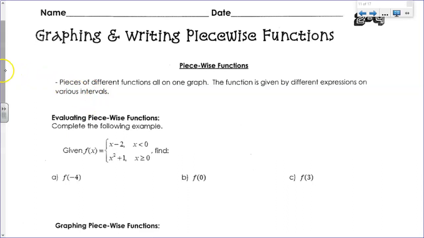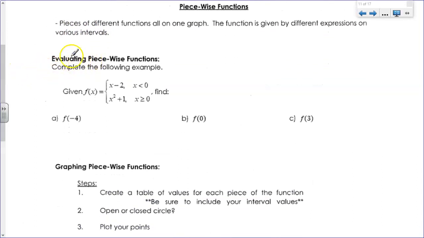Okay? So if we're looking here, we're going to evaluate piecewise functions. Complete the following example. So we have x minus 2 when x is less than 0, and then x squared plus 1 when x is greater than or equal to 0. So if I am looking when x is negative 4, I go up here and I look at the interval and I'm like, which one of these intervals would x equals negative 4 lie in? So I ask myself, is x less than 0 at negative 4 or greater than or equal to 0? And hopefully you can figure out that negative 4 is less than 0. So I'm going to use this first function to evaluate.